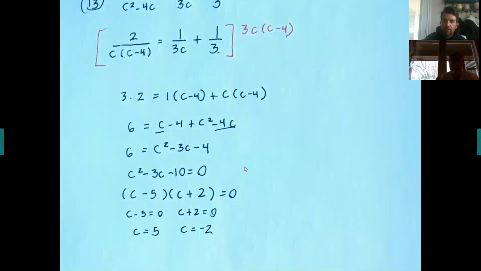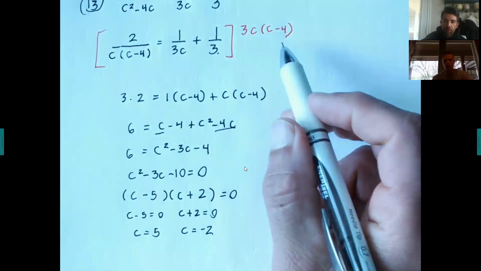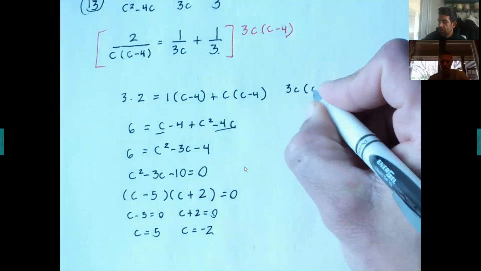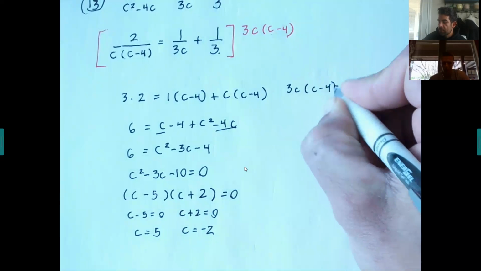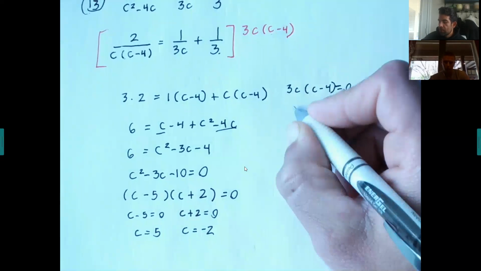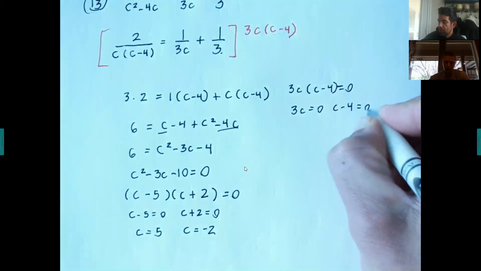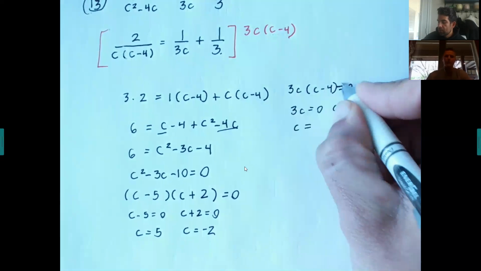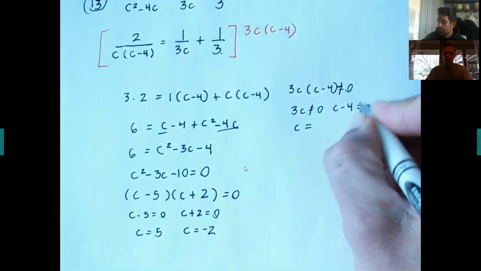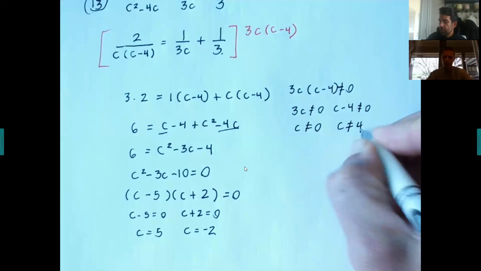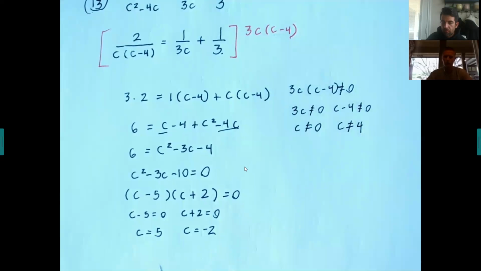Now, as a side note, I know that my answer cannot be 0 or 4, because if I set this equal to, and again, you don't have to write this, if I were to set this equal to 0, then c cannot be equal to 0, c cannot be equal to 4, but I'm good because those answers are not those. Are you with me?